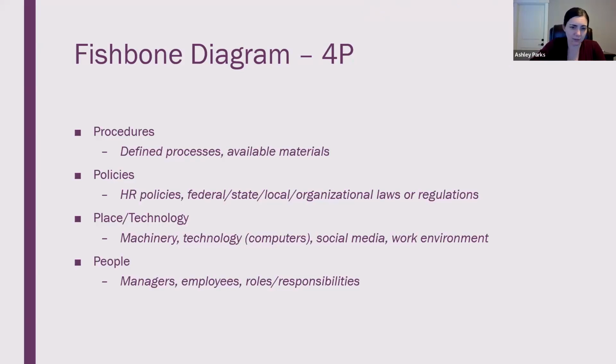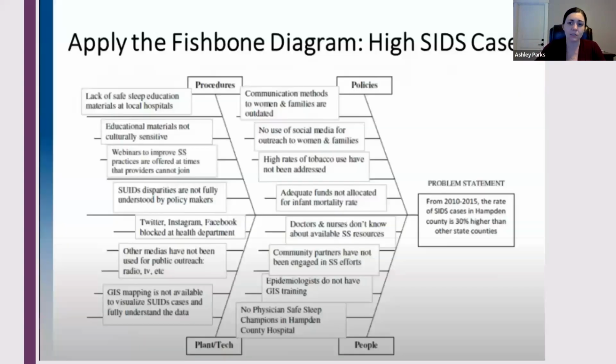And again, these are the definitions. Procedures are available materials, processes, structural elements. Policies are all the laws and norms that are in place. Place and technology could be anything around you, social media, and then people interactions. And so here's an example. This is an example looking at SIDS rates. So in this example, there was an elevated rate of sudden infant death syndrome, or SIDS, in a certain county.